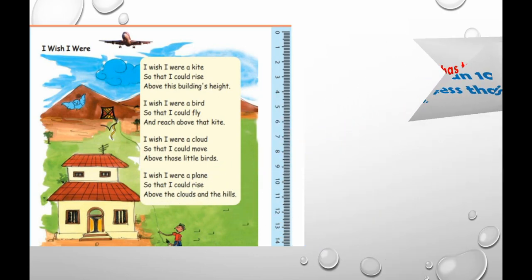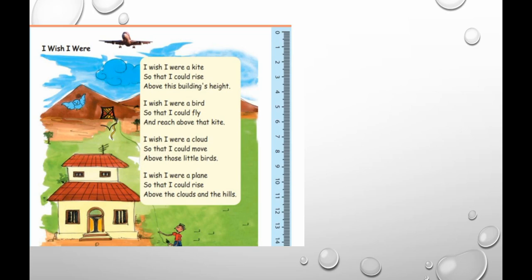So in this chapter, you studied the distance, how far a flight can move, how far a kite can fly, how far birds can fly. So you know how much distance they are moving, right? So one small poem is there in your reader. I will recite that poem.